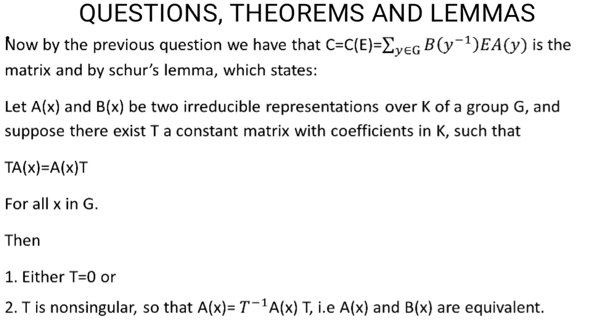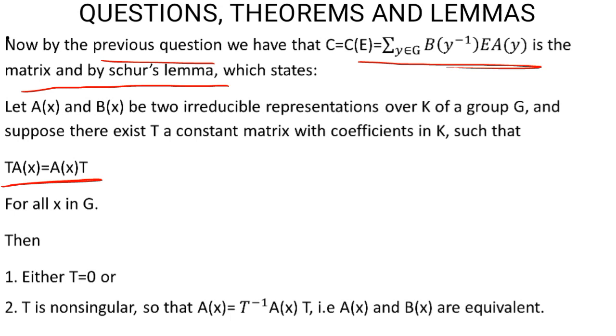So now by the previous question, which was the one where we saw the construction, what was our C? Our C was this, right? We constructed that. And in the matrix form, Schur's lemma states what? Remember, I was trying to remember what Schur's lemma says, so this is what we have it to be.